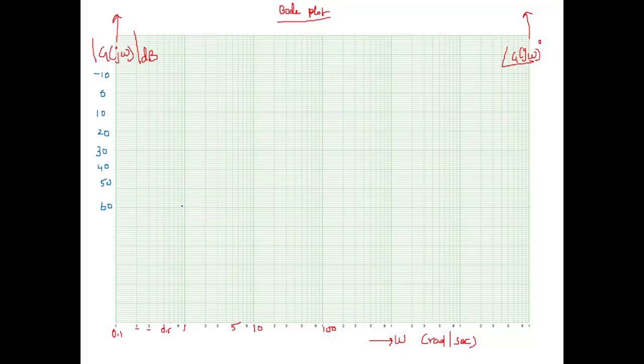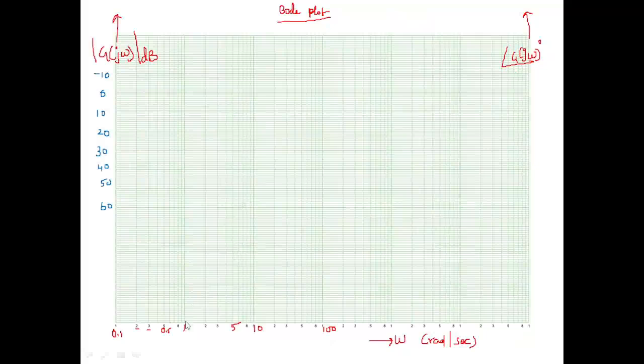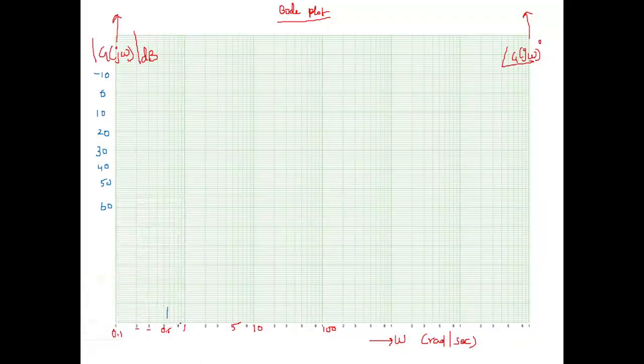Now you have to plot these values. What is the first value? 1 comma 0. Where is the point 1? The value 1 is here. So from 1, you have to go for 1 comma 0, right? The 0 point is here. So 1 comma 0 is the first point.